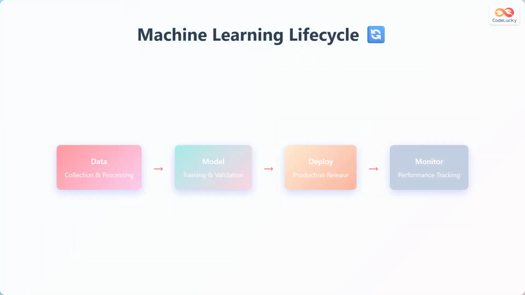The machine learning lifecycle consists of 4 key phases. First, the data phase involves collection and processing of data. Second, the model phase, which includes training and validation. Third, the deploy phase, which focuses on production release. Fourth, the monitor phase, which is about performance tracking.